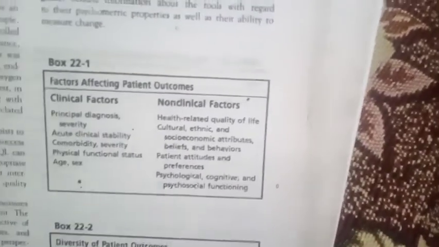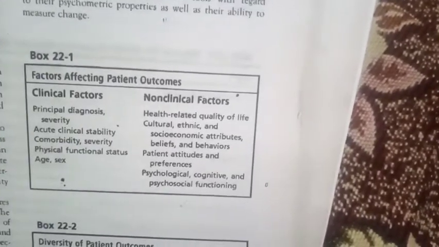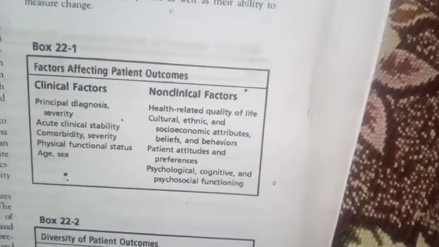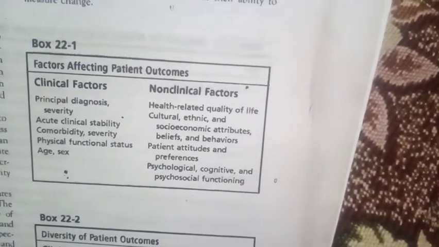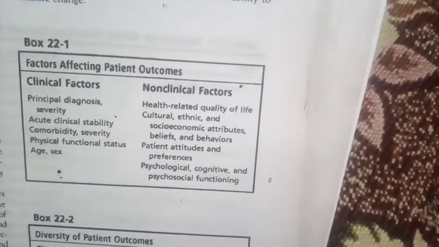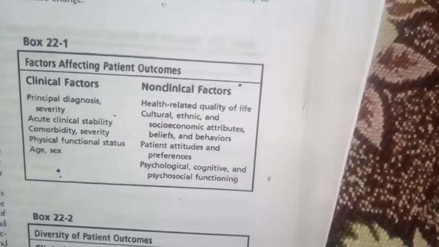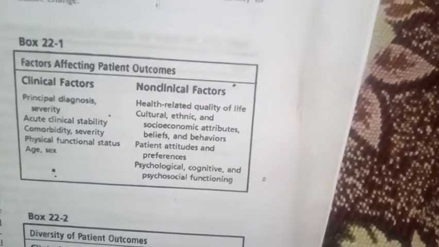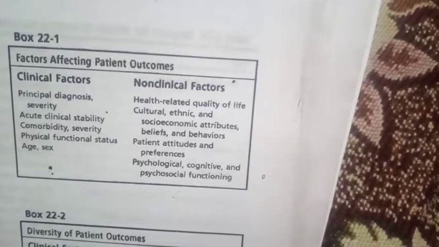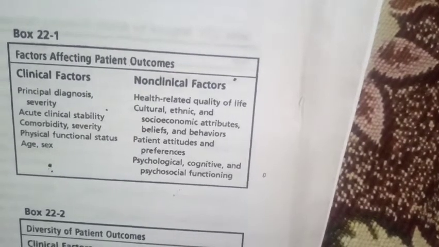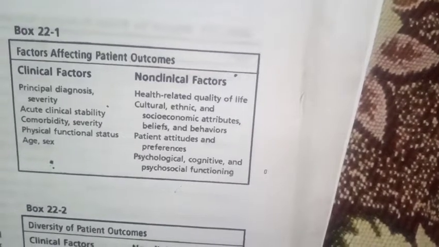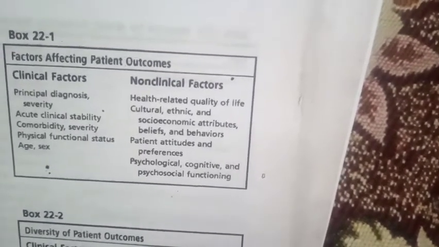Factors affecting the patient outcomes. First of all, clinical factors. Second one, non-clinical factors. When we talk about the clinical factors: the principal diagnosis severity, acute clinical stability, comorbidity severity, physical functional status, and age. Non-clinical factors: health-related quality of life, cultural, ethnic, and socioeconomic attributes, beliefs and behavior, patient attitudes and preferences, psychological, cognitive, and social functioning.